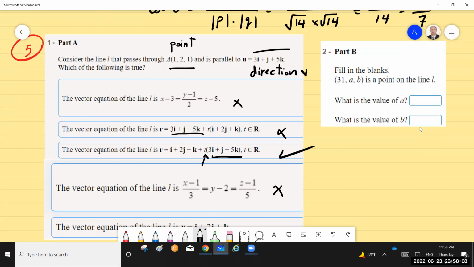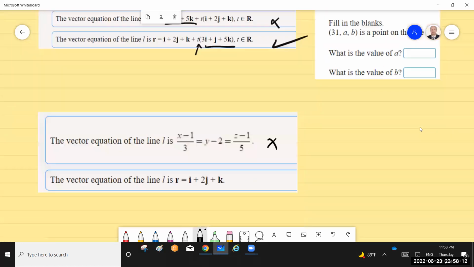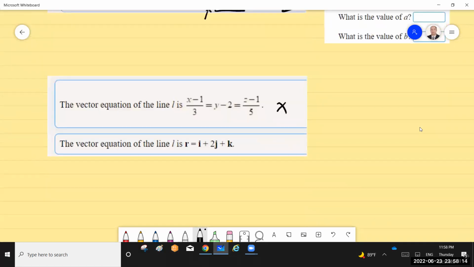This is not a vector equation, even if the equation is correct. Next one, vector equation r equal i. So this is not a vector equation, of course.